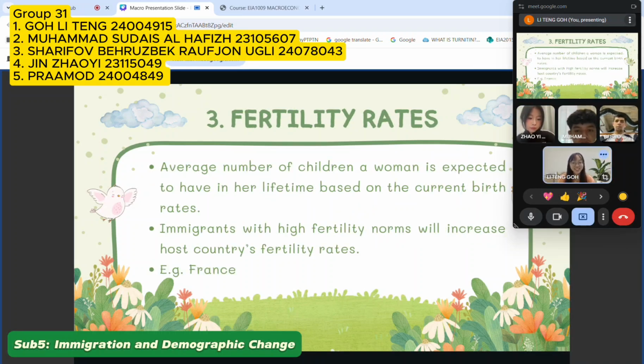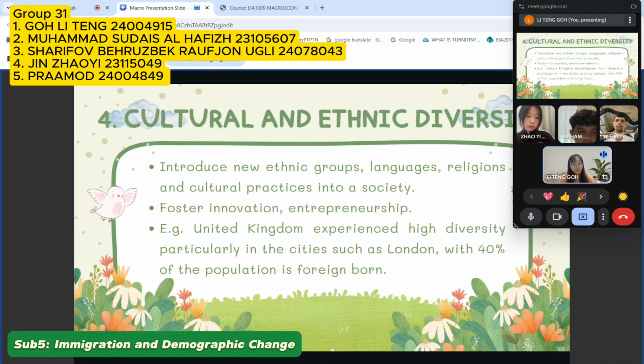Do you know what fertility rate is? It's the average number of children a woman is expected to have in her lifetime based on the current birth rates. So when some immigrants come from high fertility norms, they will increase the fertility rate of the country. We should not forget about this. Okay, we'll see cultural and ethnic diversity.